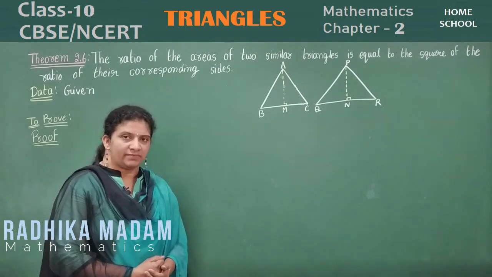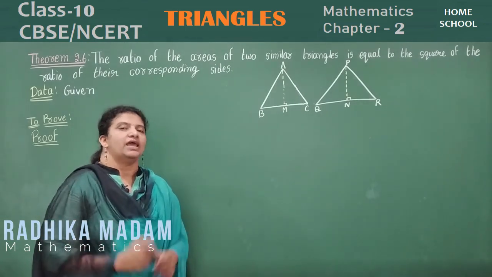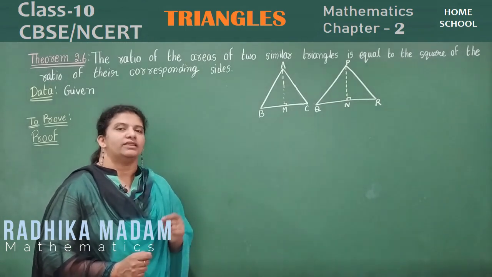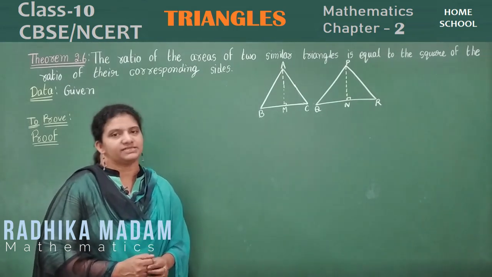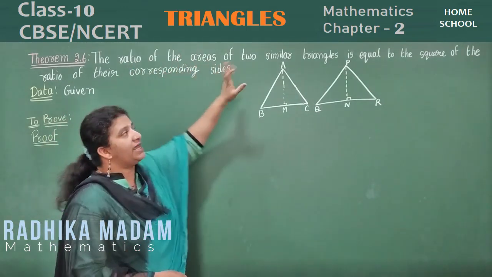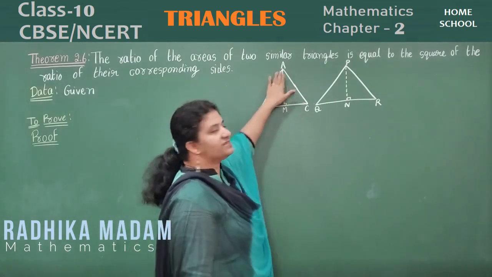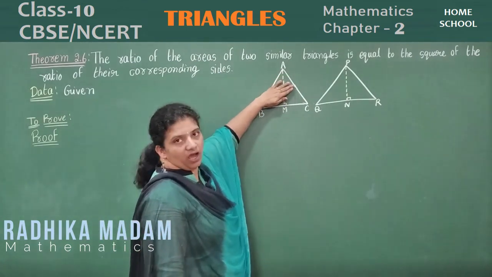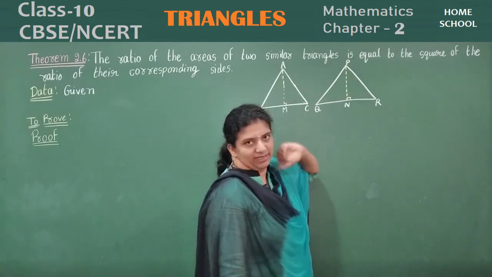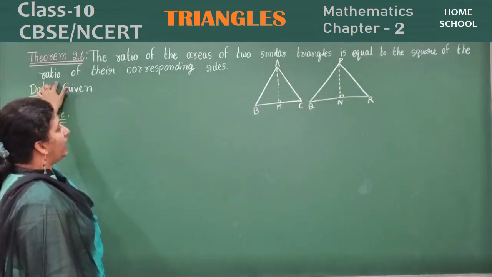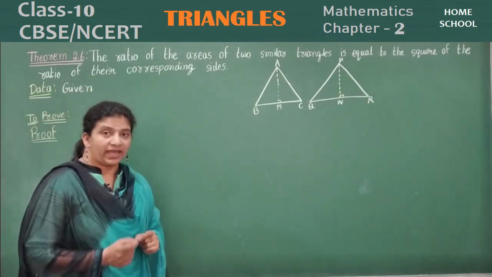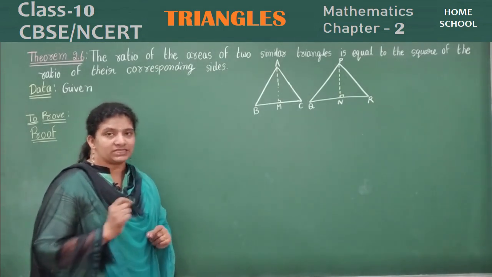So children, say me, what are similar triangles? When we say similar triangles, if their corresponding angles are equal and the corresponding ratios are in proportion, then we can say that the two triangles are similar. So what is your first statement here? The ratio of the areas. See here, the complete inside space, we call it an area. Area of this triangle by area of this triangle is equal to the square of the ratio of their corresponding sides.